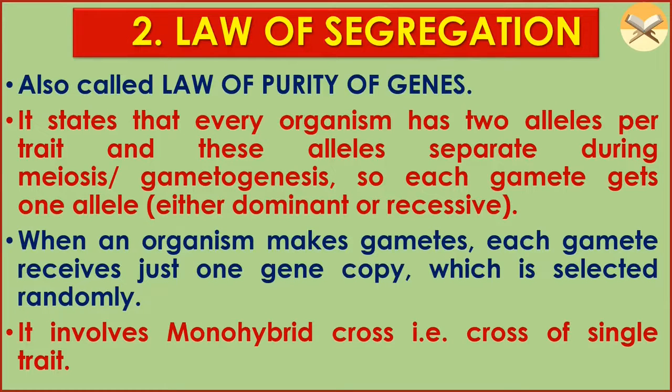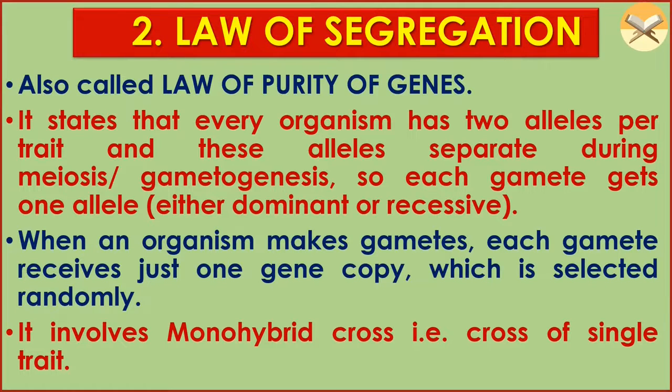The second law is the law of segregation. Segregation means to separate. The law of segregation is also called the law of purity of genes because the genes get separated and they independently and randomly participate in mating. Therefore, it is called the law of purity of genes. The law of segregation states that every organism has 2 alleles per trait and these alleles separate during meiosis. So each gamete gets only 1 allele, either dominant or recessive.